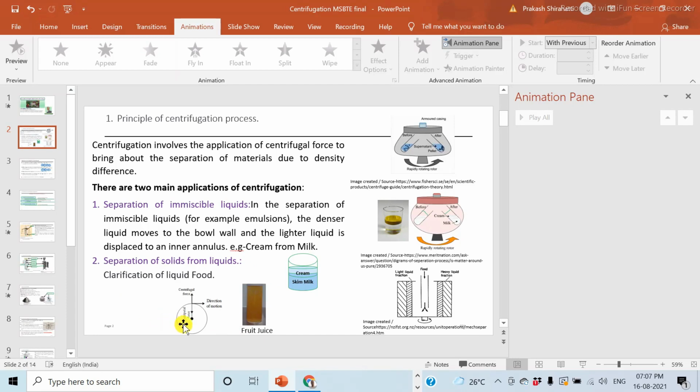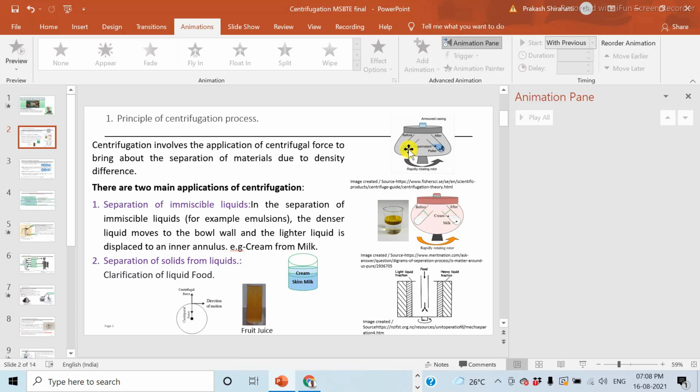There are two main basic applications of the centrifugation process. The first, for example, is fruit juice. Fruit juice contains suspended, unwanted solid particles or contaminated particles. These particles can be separated by a number of techniques: filtration, membrane filtration, and sedimentation. But the centrifugation technique is very effective for the clarification of liquid food. In fruit juice, the suspended particles are separated by using centrifugal force.